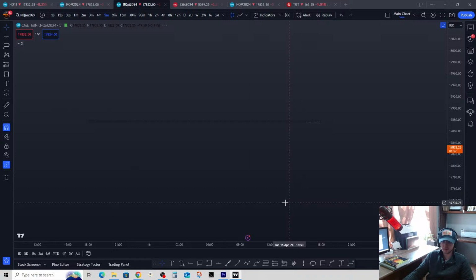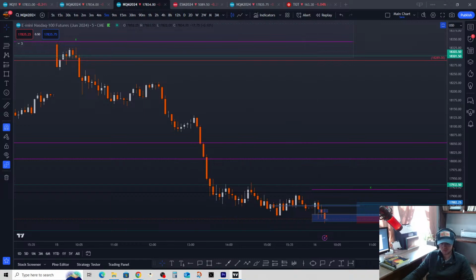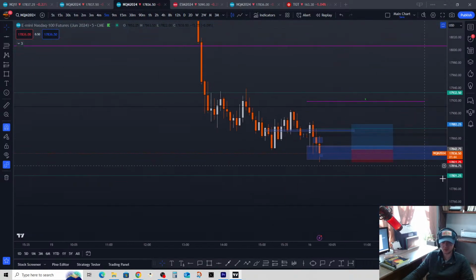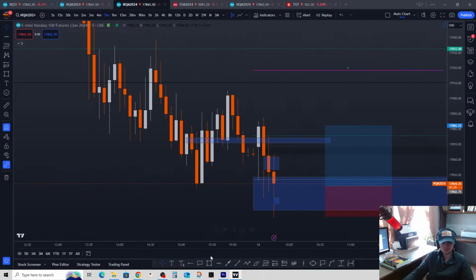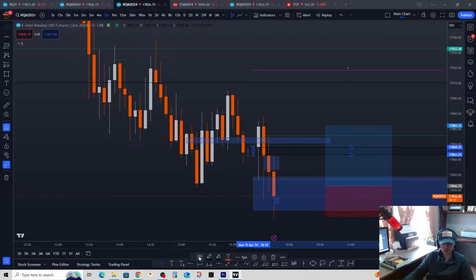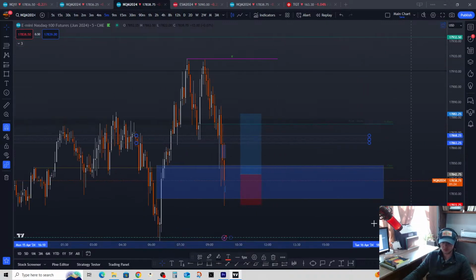Oh, I never did. Never put the opening range in here. I don't think there really is one. That's why. No, it's not even big. I like when there's a small opening range. It's nice.